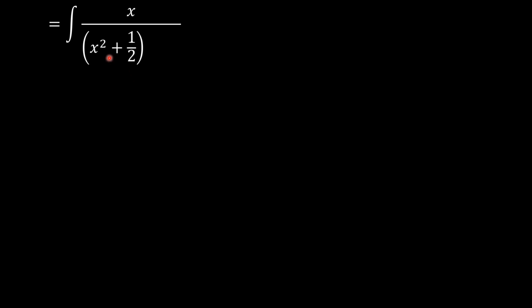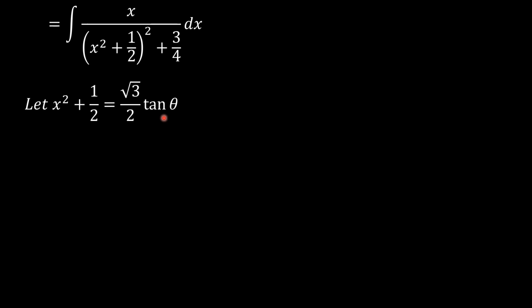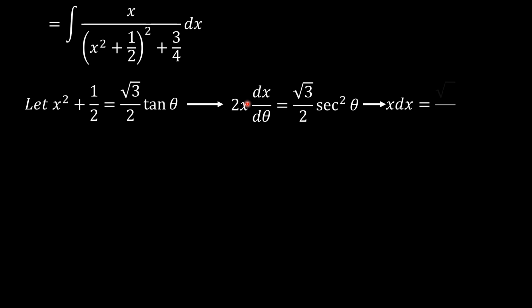I could say let x squared plus a half be equal to the square root of 3 over 4 tangent theta, which is the same as root 3 over 2. And so we have 2x dx d theta being equal to root 3 over 2 sec squared theta. That implies that x dx equals root 3 over 4 sec squared theta.